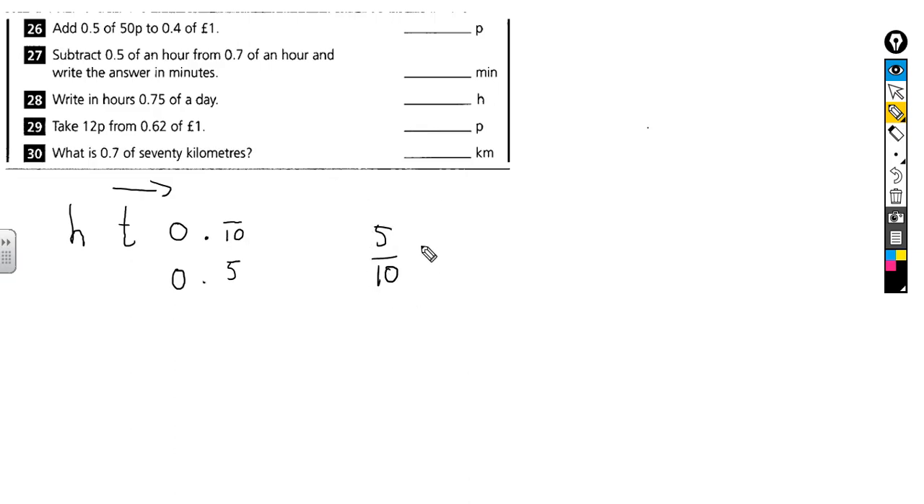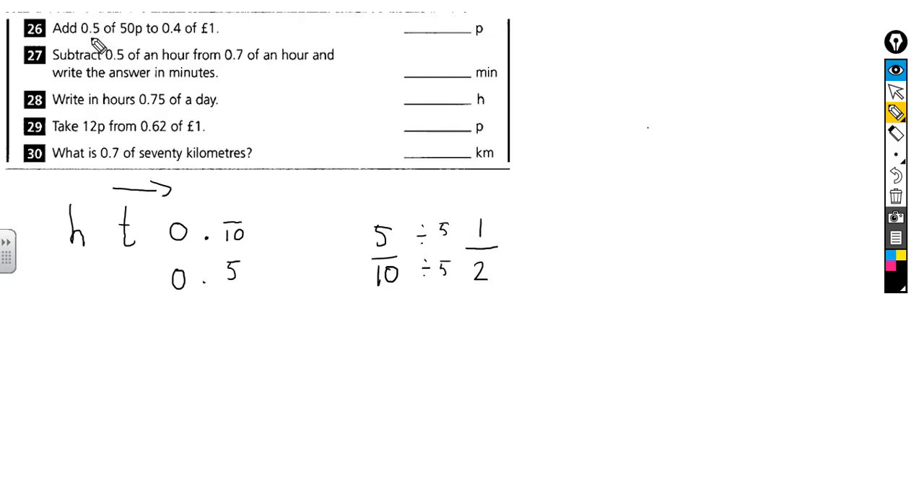What else does this look like to us? Well, if we simplify it, if we divide both top and bottom, I can see that both are divisible by 5. So if we divide 5 by 5 and divide 10 by 5, 5 divided by 5 is 1, 10 divided by 5 is 2. That's the same value. So 5 tenths is the same value as 1/2. And we should know this off by heart, that 0.5 is equal to 1/2.